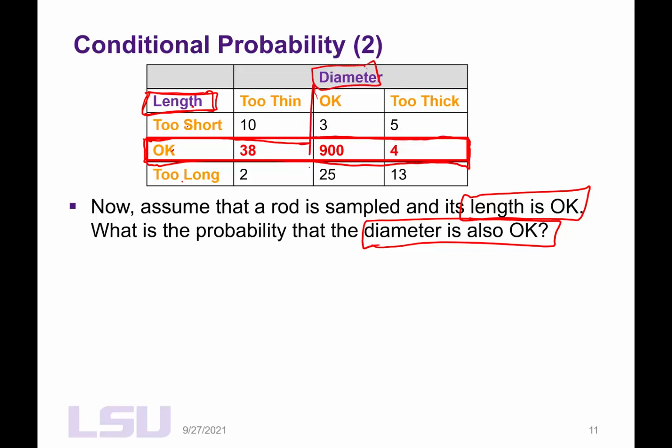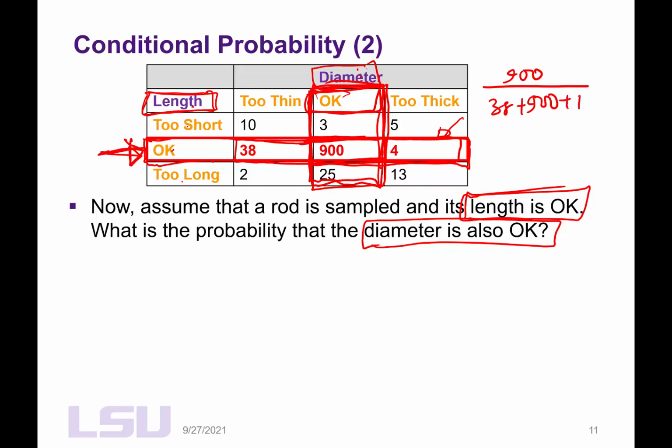So the diameter being okay is this column. So what outcomes do we have at the intersection between this and the previously shaded one? So what's K? If you are given that the length is okay and then the diameter is okay, for the diameter to be okay, you have to be in this column. And that takes you to only 900, right? Because you are within the OK column for the length. So K is 900. Now, what is the reduced sample space? Because you are given that the length is okay, you're not going to divide by 1000, right? You're going to divide by the sum along this row, which is 38 plus 900 plus 4.